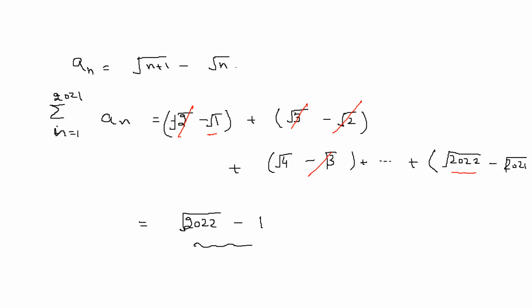So this is the sum of that tricky and difficult series, and this has the answer square root of 2022 minus 1.